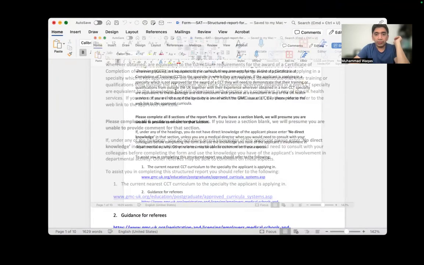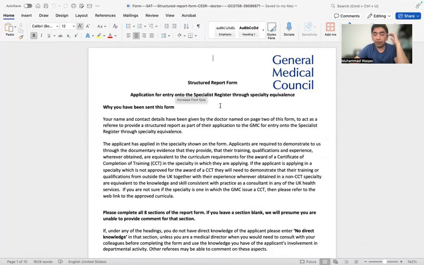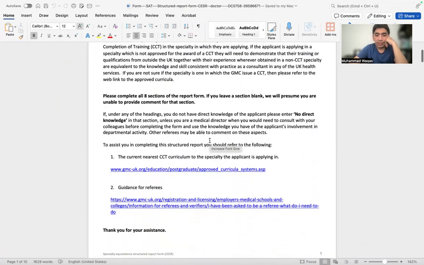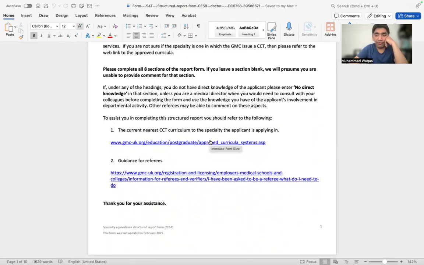So this is a structure report form. This is again available on the GMC website, and there are very detailed instructions on this. So you need to send it to four of your referees. You need to provide at least four referees to support your application, and one of them should be the primary referee.